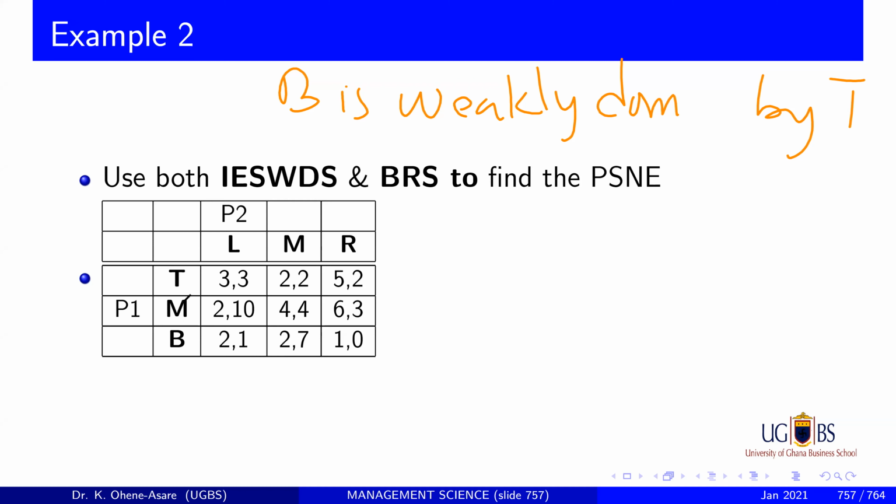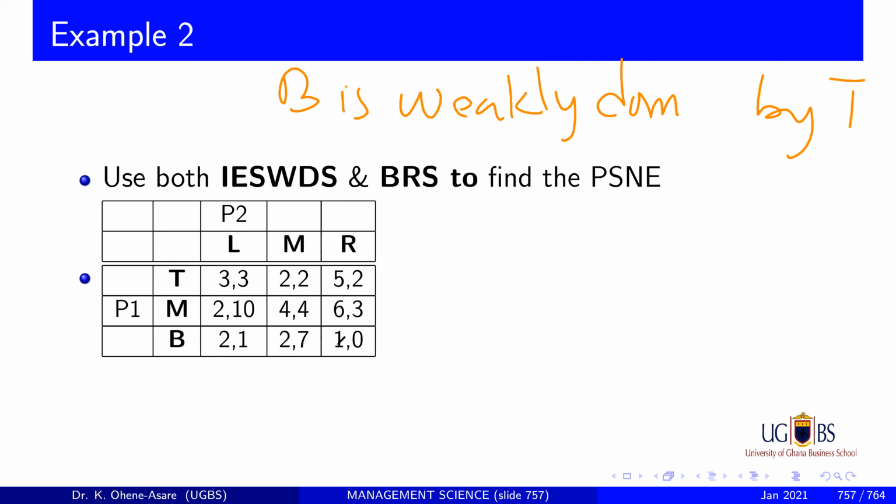So we've done T and M and then T and B. Now let's go to the M and B. When you look at M and B, the first numbers are 2 and 2. None is better. 4 and 2, M is better. 6 and 1, M is better. So what would you say about M and B?